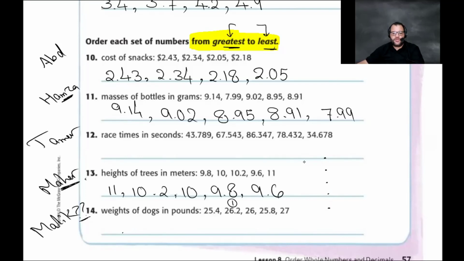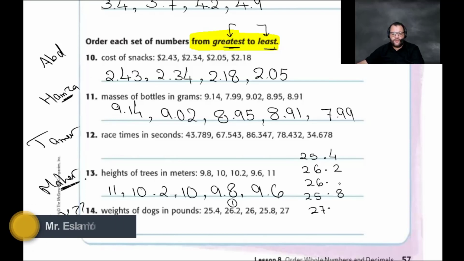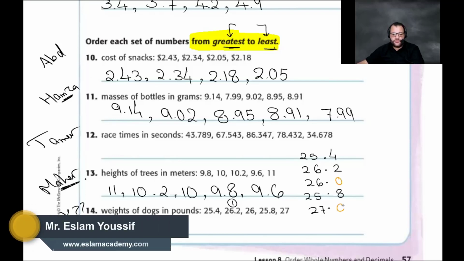So the first number is 25.4. At the first, put the decimal point vertical. The second is 26.2. The next is 26. The next is 25.8. The next is 27. How many digits are at the right of the decimal? 1. So we need to complete all of them to have 1, so put 0.